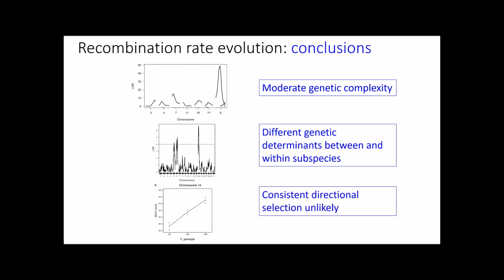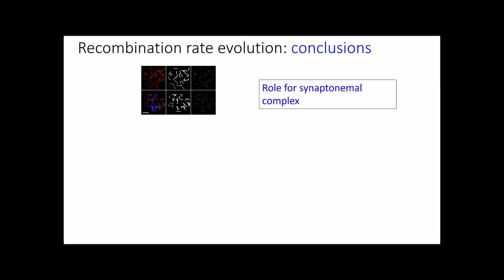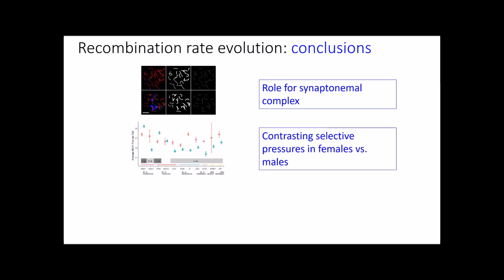Another more subtle conclusion that I think is kind of interesting is that some of the QTL are showing antagonistic effects. This suggests that the differences in recombination rate we see between populations and between subspecies are not just the result of directional selection going towards a sort of constant optimum, right? That would probably not predict these antagonistic effects in that scenario. We see a role for the synaptonemal complex, which merits its study in an evolutionary context.